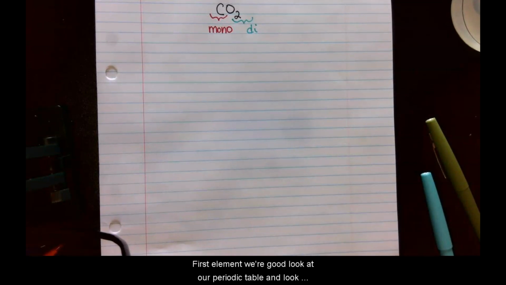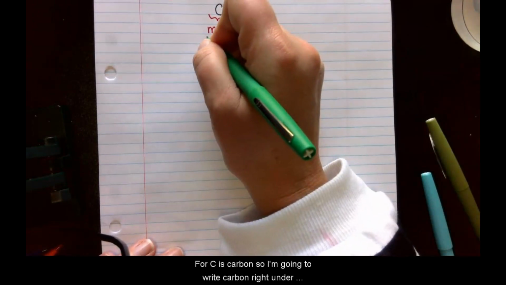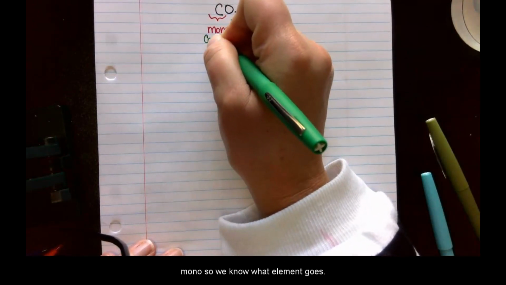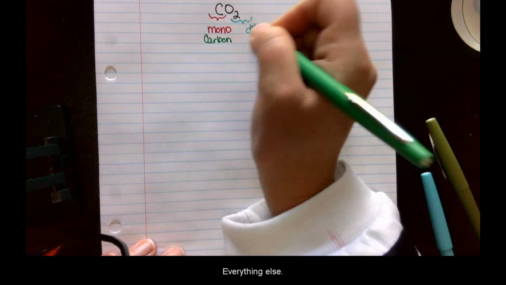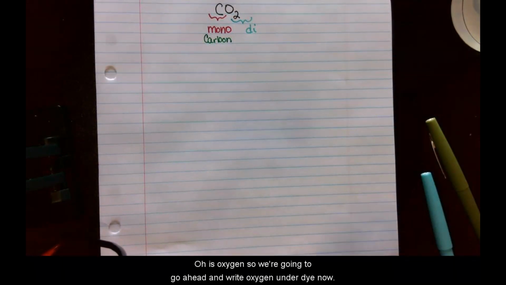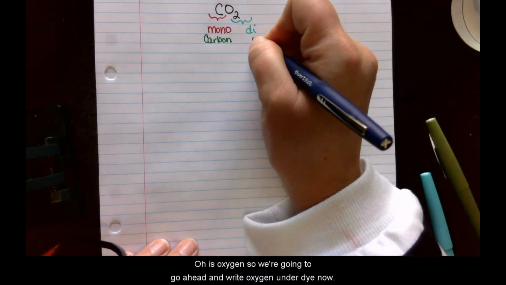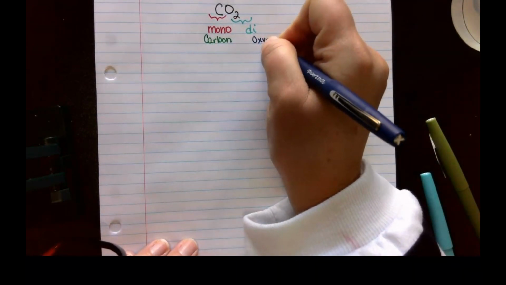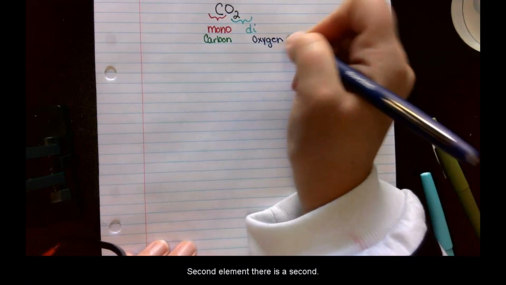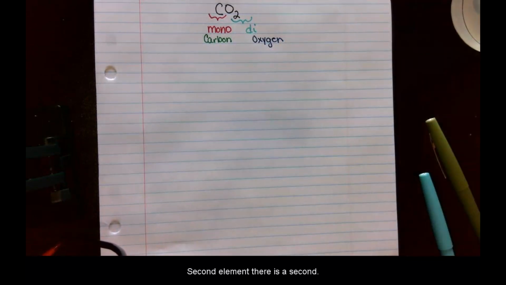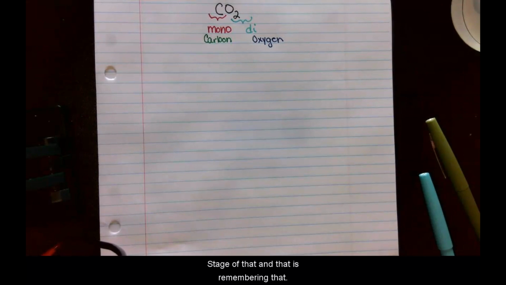Then for the first element, we're going to look at our periodic table and look up the symbol for C. The symbol for C is carbon, so we're going to write carbon right under mono so we know which element goes with which prefix. And then we're going to look up O, and O is oxygen, so we're going to go ahead and write oxygen under di.